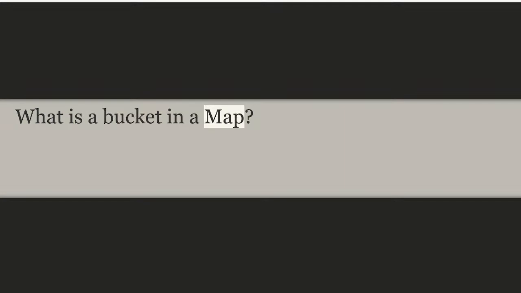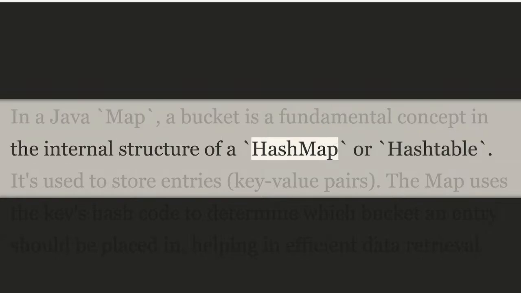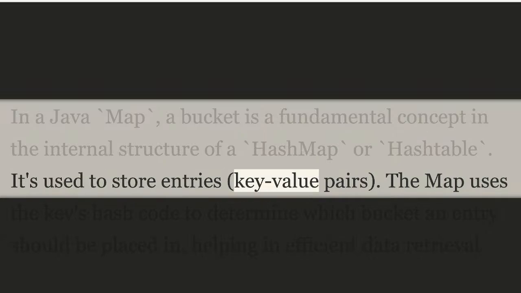What is a bucket in a map? In a Java map, a bucket is a fundamental concept in the internal structure of a hash map or hash table. It's used to store entries, key-value pairs. The map uses the key's hash code to determine which bucket an entry should be placed in, helping in efficient data retrieval.